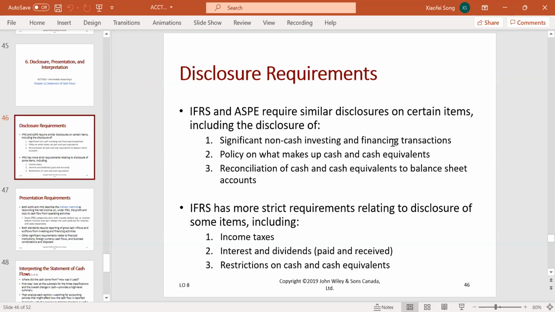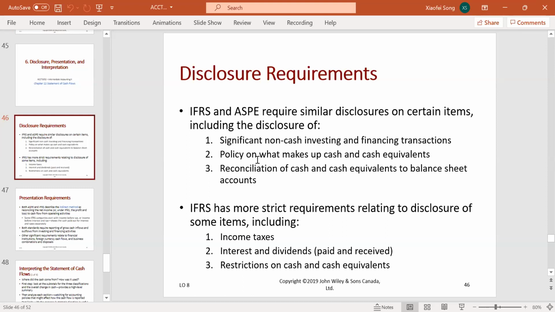So anytime you have that kind of arrangement, you don't have any cash at all. So if in the quiz you have a situation where you paid a down payment, that's cash flow, got to be reported. But then you also take on a mortgage for the remainder, the balance, then that part would be the non-cash financing and investing transactions.